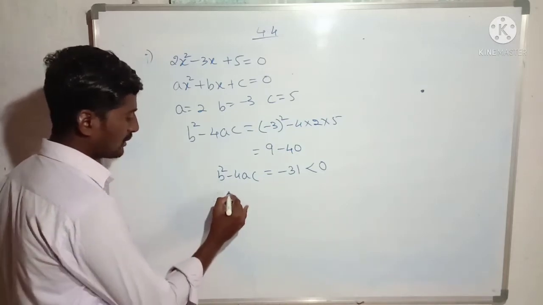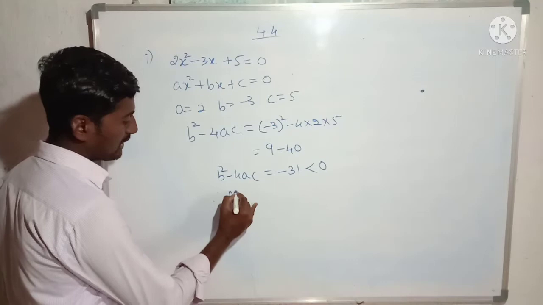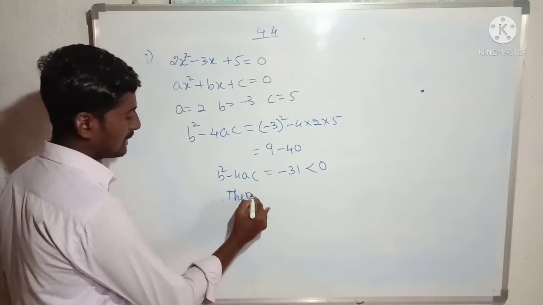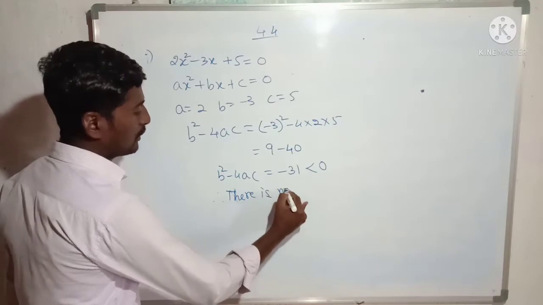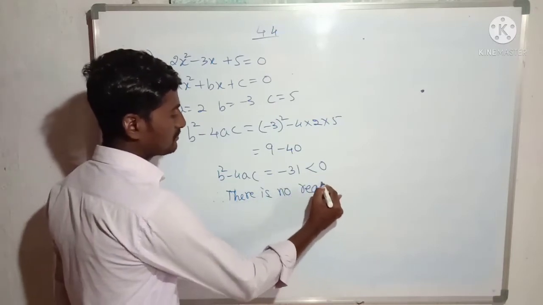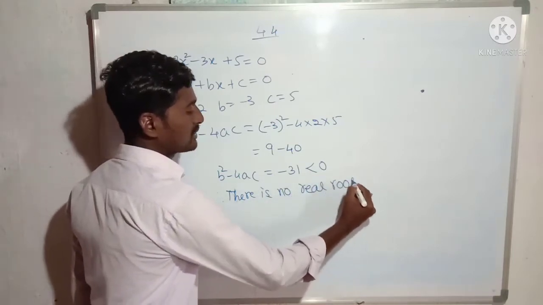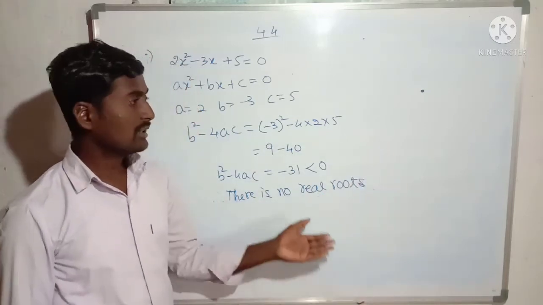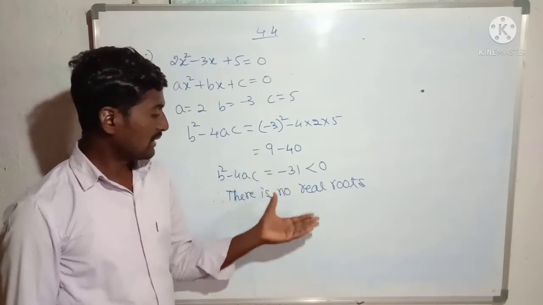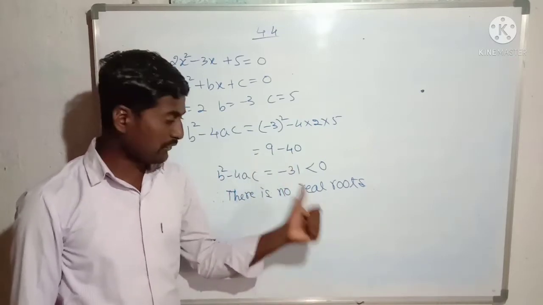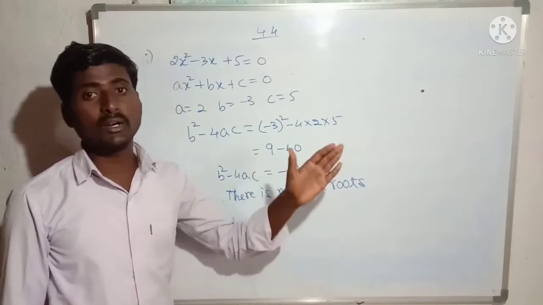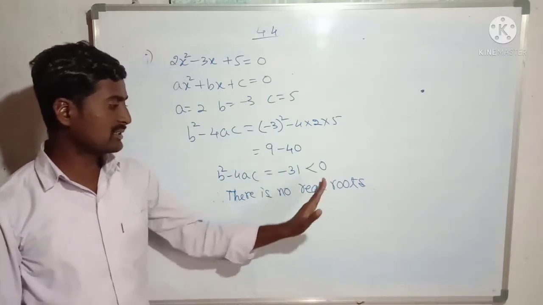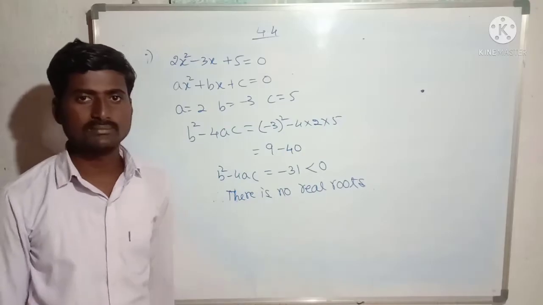So therefore, there are no real roots, or the roots are not real. Here you can stop, because you are getting that the roots are not real. If the roots are real, then we have to continue and find them. So the discriminant is less than 0. Therefore, there are no real roots.